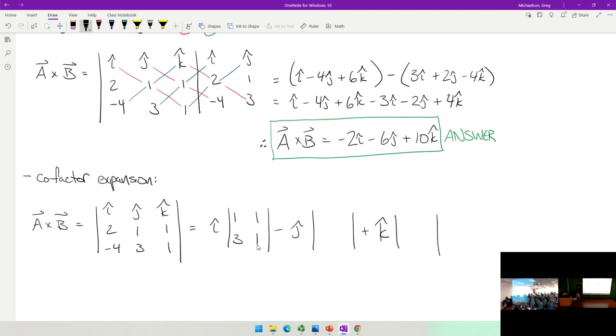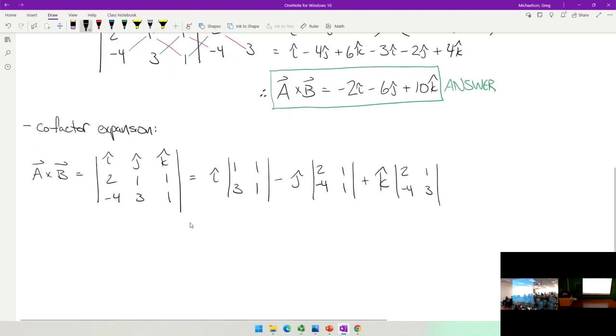For j, we cross out the rows and columns associated with term j. It's kind of difficult when the projector's just projecting right over my hand or my arms. But I've got 2 and -4, 1 and 1. And then k, we cross out the rows and columns associated with k, and we're left with 2, -4, 1, and 3. And this is a method I think a number of you have seen before. You've done it this way. Okay.